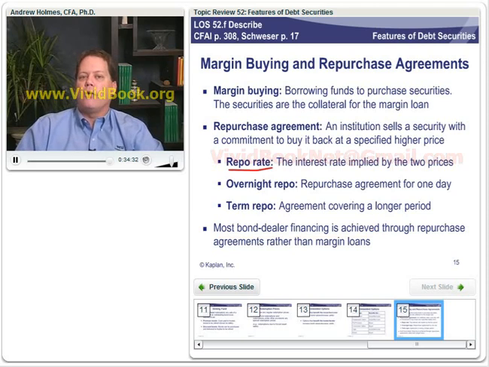Also, there's a couple of types of repos. Overnight repos, obviously, are those that occur overnight. We sell it today, we buy it back tomorrow. We're providing short-term financing. And then term repos, that is a repo that exists for more than just an overnight period. So maybe it's 2 or 5 or 20 or 30 days. That would be a term repo. That market is also something that bond dealers could access. The overnight repo market, though, is very well watched.